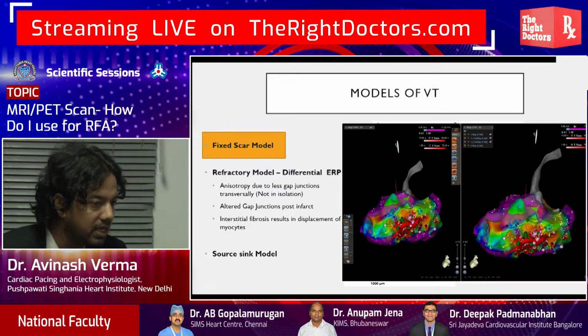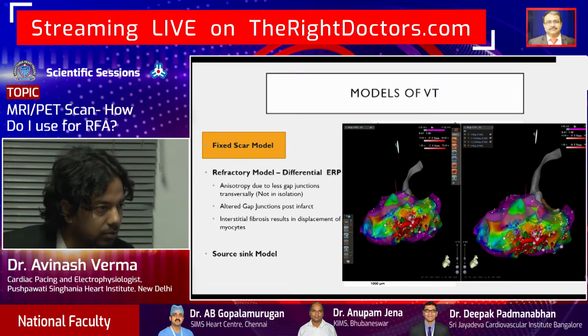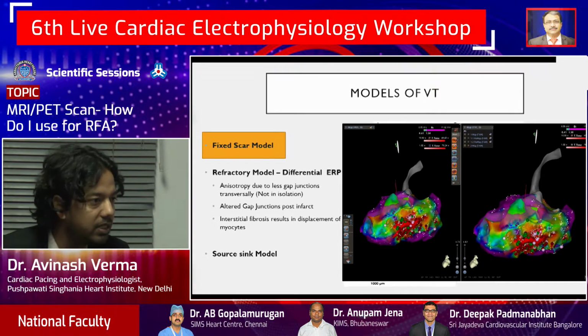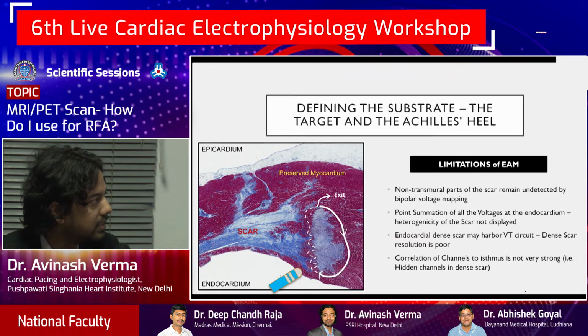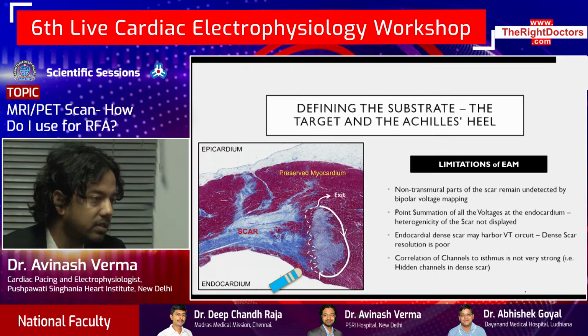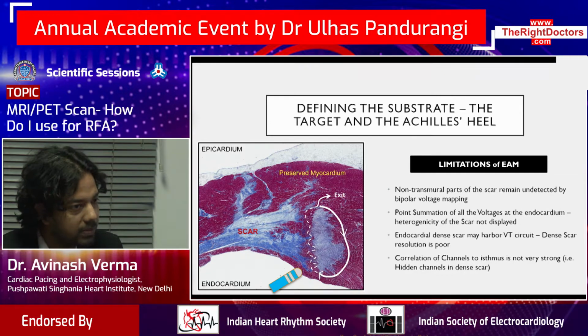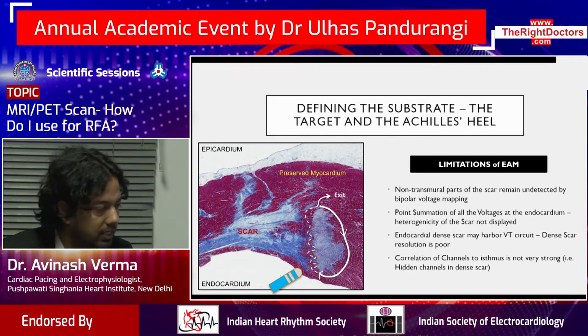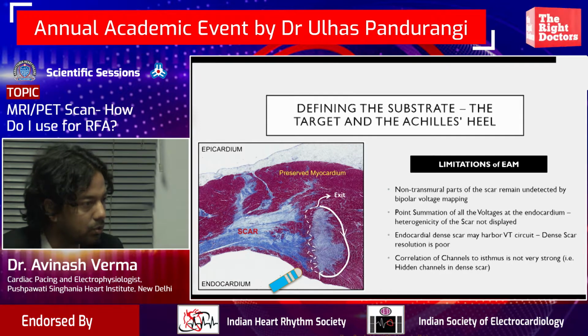Yes, you can extrapolate those things by seeing the EGMs, but that is very complex and the computer can't do it. The computer can't make it a map for you. So there lies the importance of MRI. Defining the substrate is the Achilles heel of substrate-based VT ablation. While you are doing EP-based VT ablation, I know it's very nice to see late potentials in LAVA and ablate them, but how good are we over there?